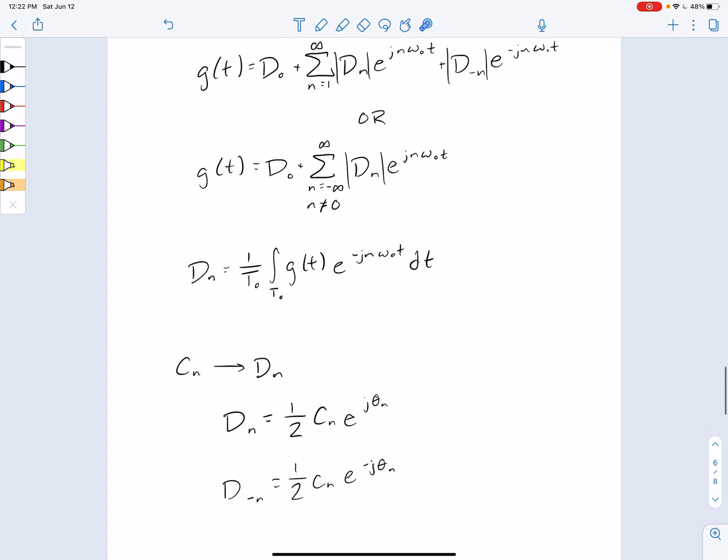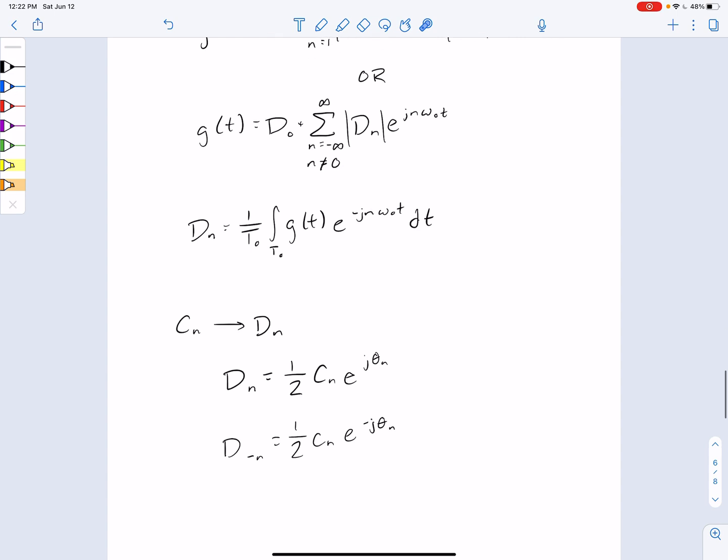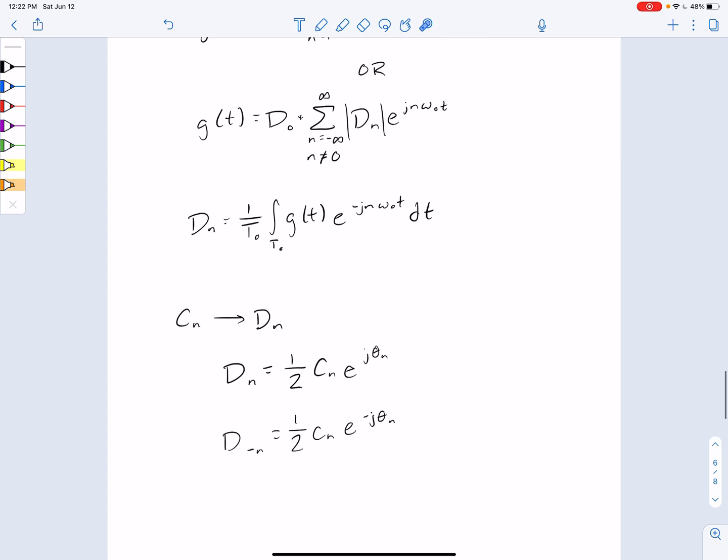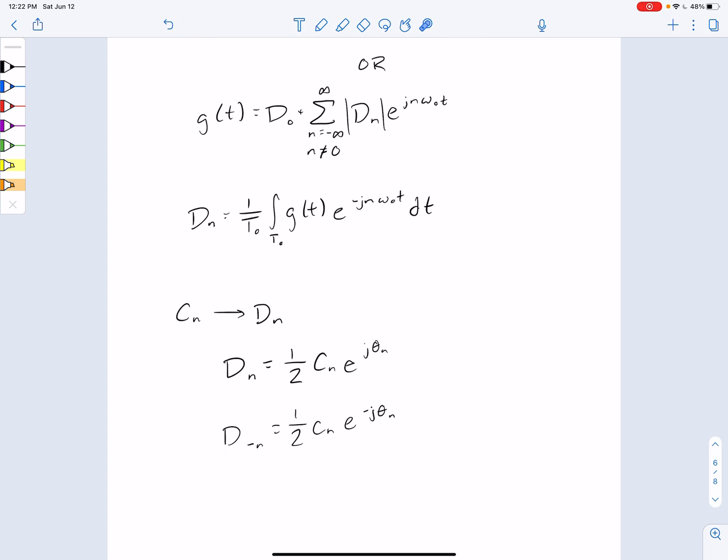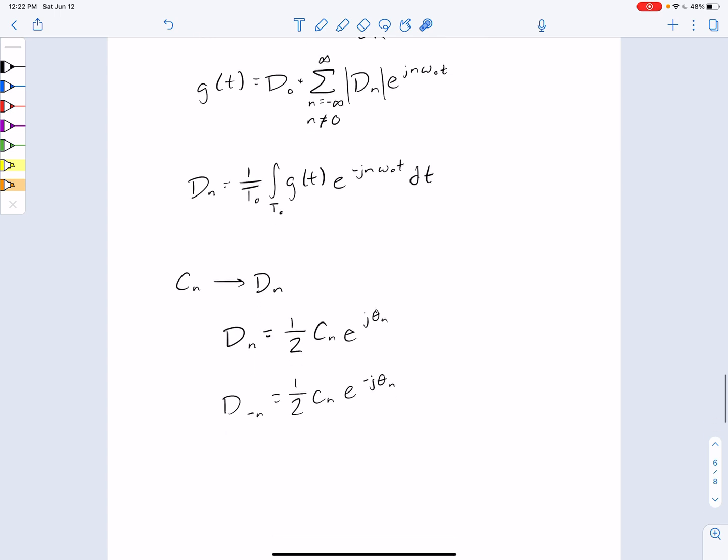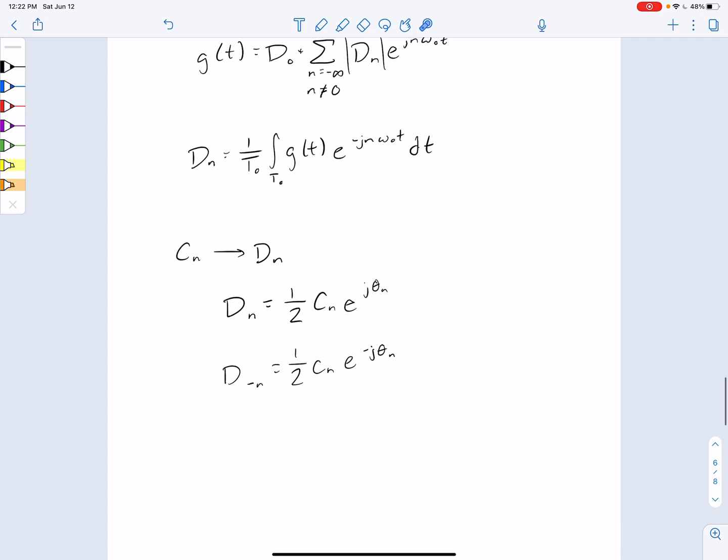Okay, continuing on. This is how you could go from compact to exponential, in case you ever need that. Like I was saying earlier about the difference between Dn and the magnitude of Dn, this section is just the magnitude of Dn, but the whole term is Dn.